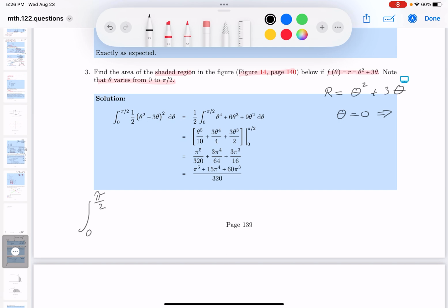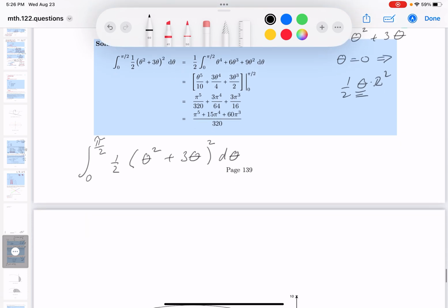And then what do we do? It's going to be 1/2 r squared d theta. We're taking little tiny sectors. And what's the r? It's theta squared plus 3 theta. Now, what are we going to do with that? We're going to square it. So we have 1/2 r squared d theta. This is our differential, though. What are we going to do now? I've got to do it. So let's write this down.